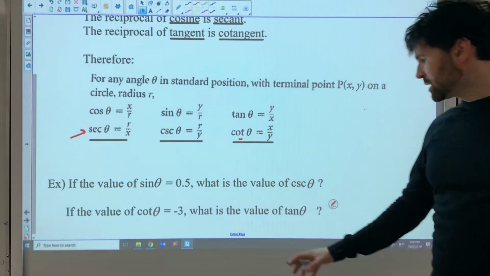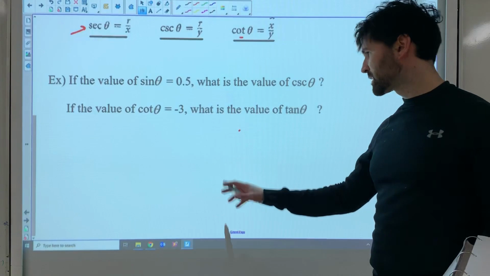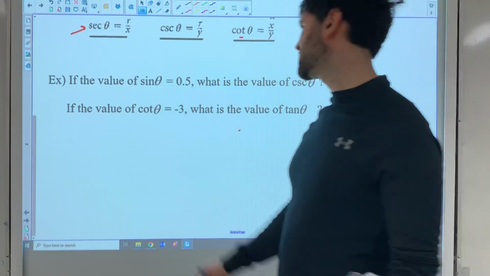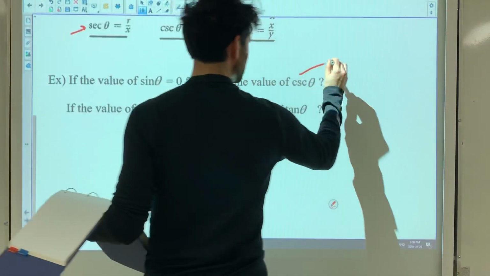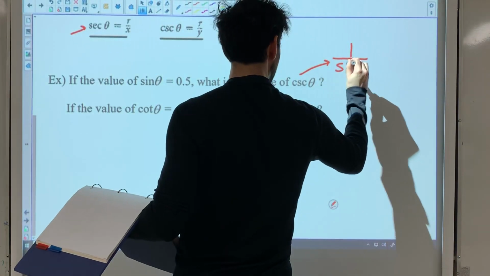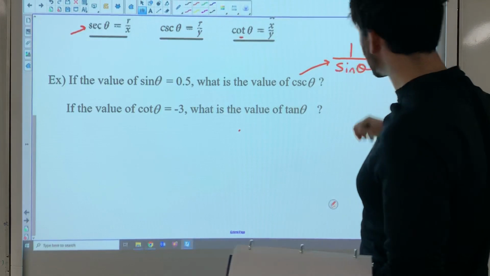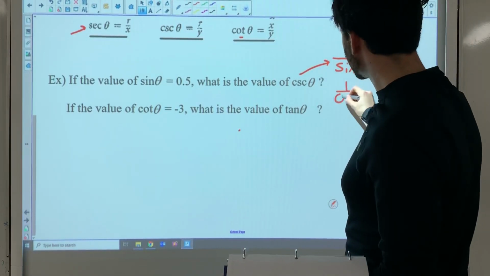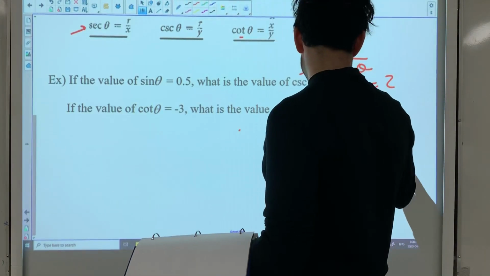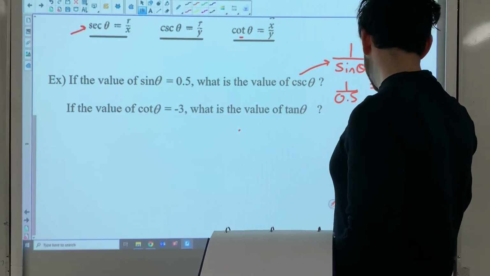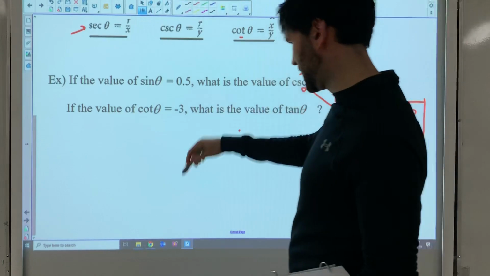Now, every once in a while in the exam, you get little questions like this. They say, hey, the value of sine theta is 0.5. What's the value of cosecant theta? Well, remember, cosecant theta is 1 over sine theta, right? It's 1 over y. So if I go 1 over 0.5, I'm going to get 2. So cosecant theta equals 2 in this case.